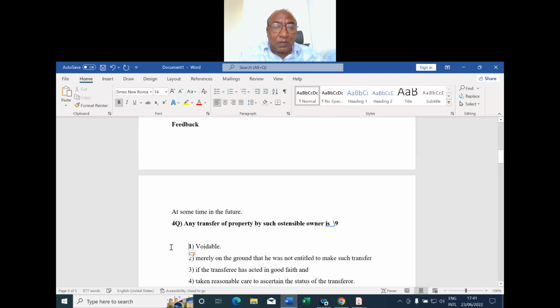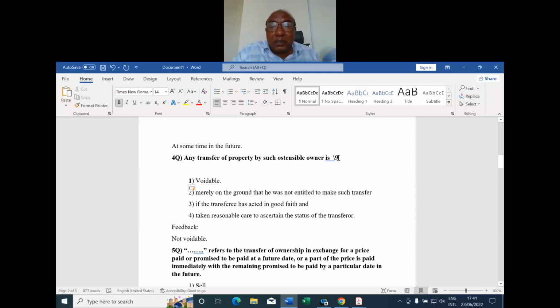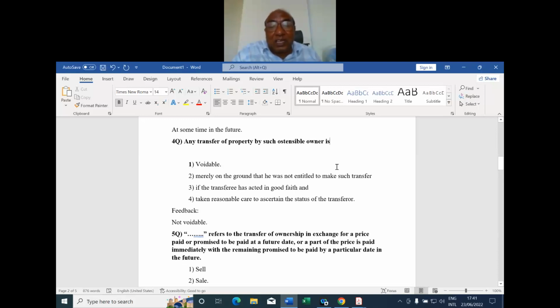First one. First one is, it is not voidable. Actually, the right answer is not voidable, but I put voidable. That means one is not connected, wrong. So not voidable is the right one. Others are very much clearly connected to the ostensible owner, like merely on the ground that he was not entitled to make such a transfer, if the transferee had acted in good faith and taken reasonable care to ascertain the status of the transferor.